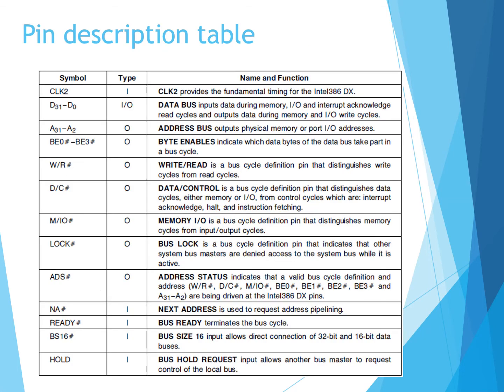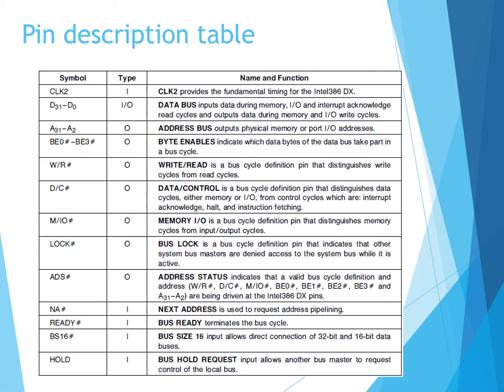So the very first pin is clock 2. The main purpose of the clock 2 signal is to provide fundamental timing for the 80386DX. Clock 2 is also used for synchronization purposes. Whenever any device has to communicate with the 80386, synchronization will be done through the clock.